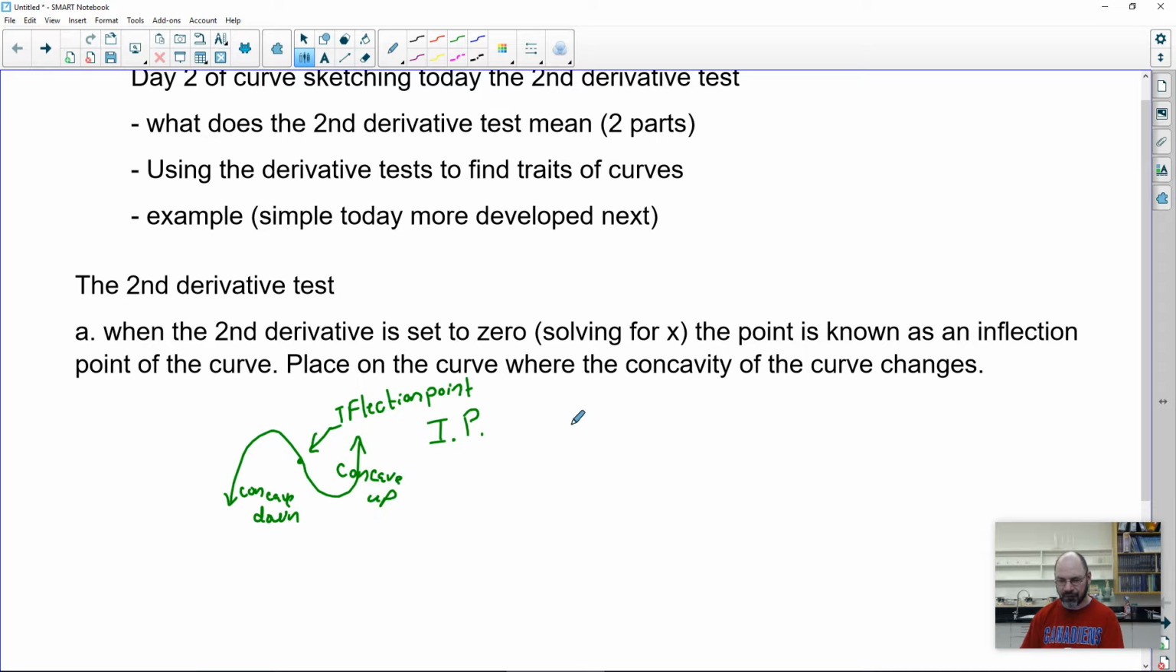Okay, you can also have it the other way like this. You would still have an inflection point in the middle of it. So concave up, concave down. So that's what an inflection point is for a curve. If you set the second derivative to 0, it gives us the point where the concavity of the curve changes. You can see that it's usually between a max and a min, like this is a max here and that's a min here. That's a min here, that's a max there.